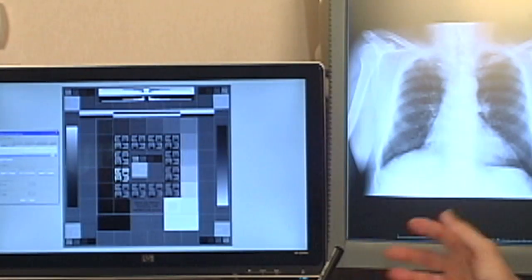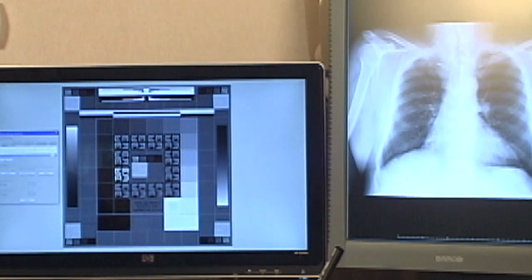I know there's hospitals out there who read chest film on 1 million or 2 million pixel displays, but they're considered clinical level reads, like for clinical pneumonia within a hospital.